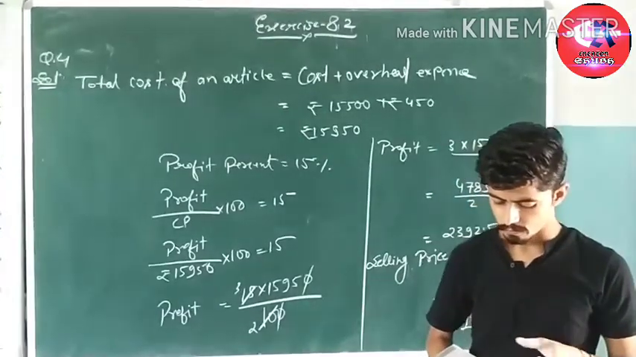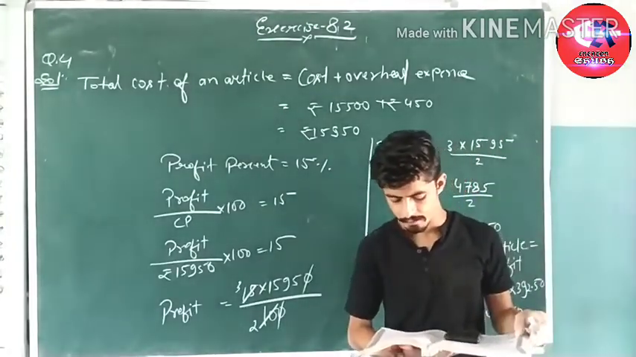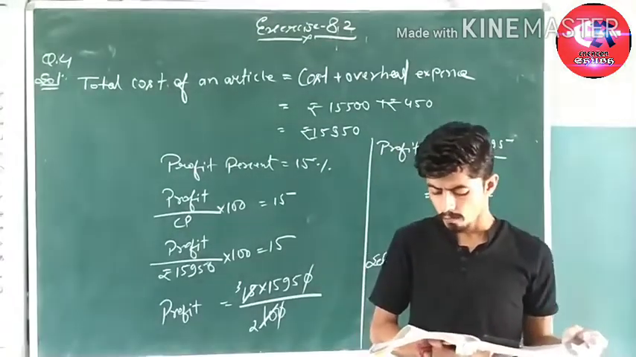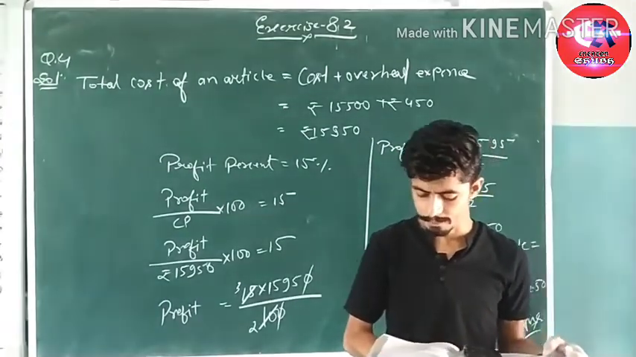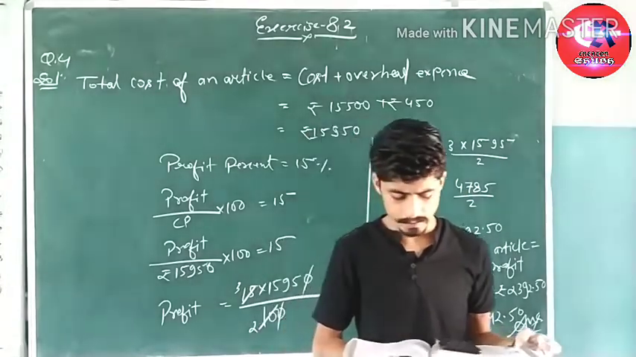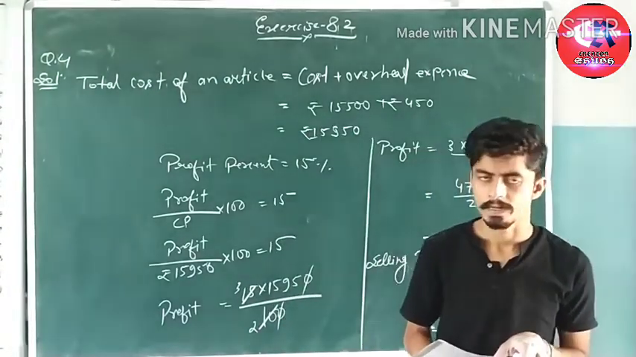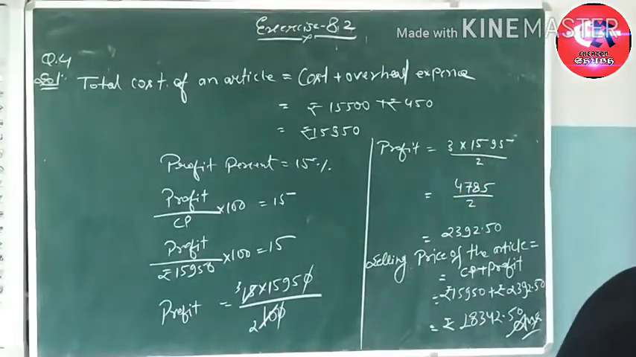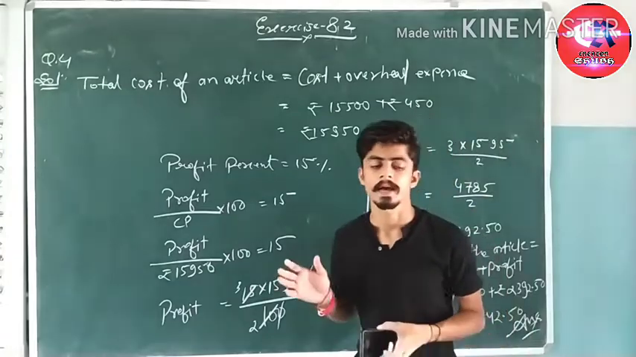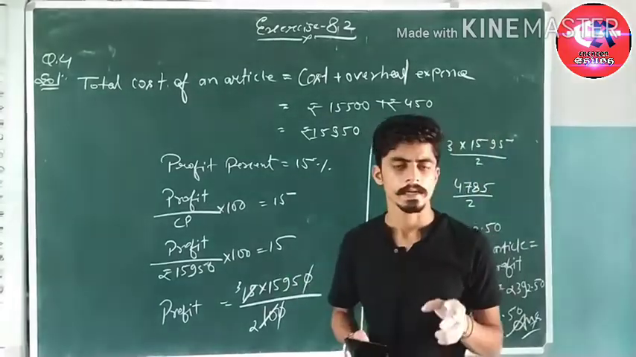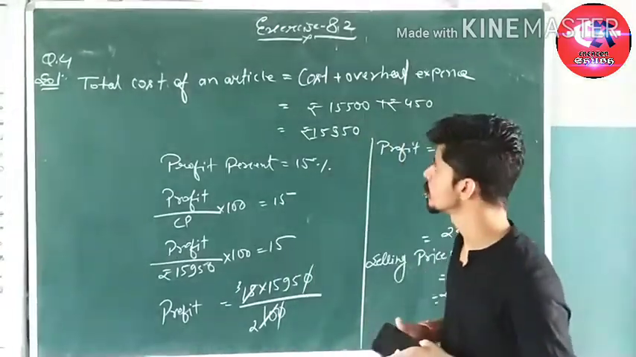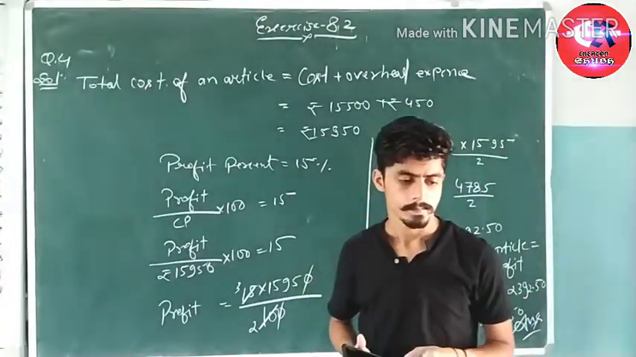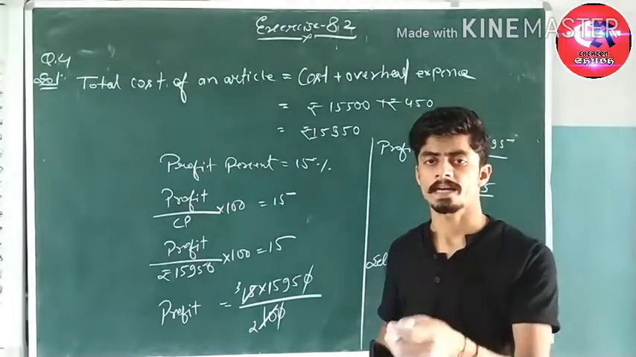So the next question is question number 4. The cost of an article was rupees 15,500. 450 rupees were spent on its repair. If it is sold for a profit of 15%, find the selling price of the article. So this question is similar to the previous question. Here the cost of an article is rupees 15,500 and there is an overhead expense.